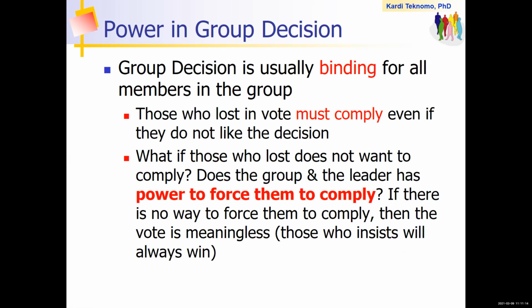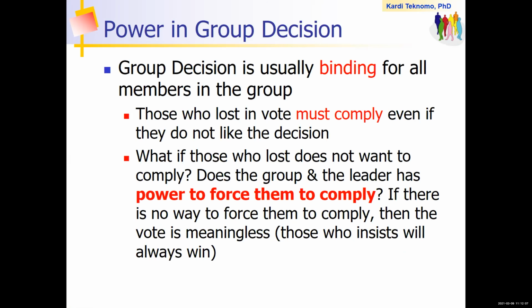If you have no way to force them to comply, then your vote is actually meaningless. Yeah, basically Myanmar. So voting democracy is not just the vote, there should be certain power behind it. So remember that in any group decision, we will not discuss the force in our lesson, but keep that in mind, that there must be certain force to comply, it cannot be just about the vote.